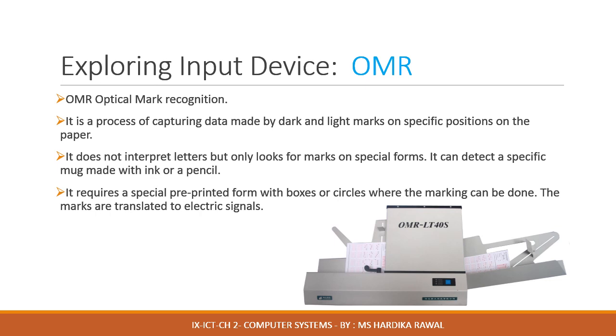Optical mark reader is a special device that can detect a specific mark made with ink or a pencil. An OMR requires a special pre-printed form with boxes or circles where the marking can be done. These forms are then inserted into an OMR machine. The marks are then translated to electric signals based on the presence or absence of the marks.